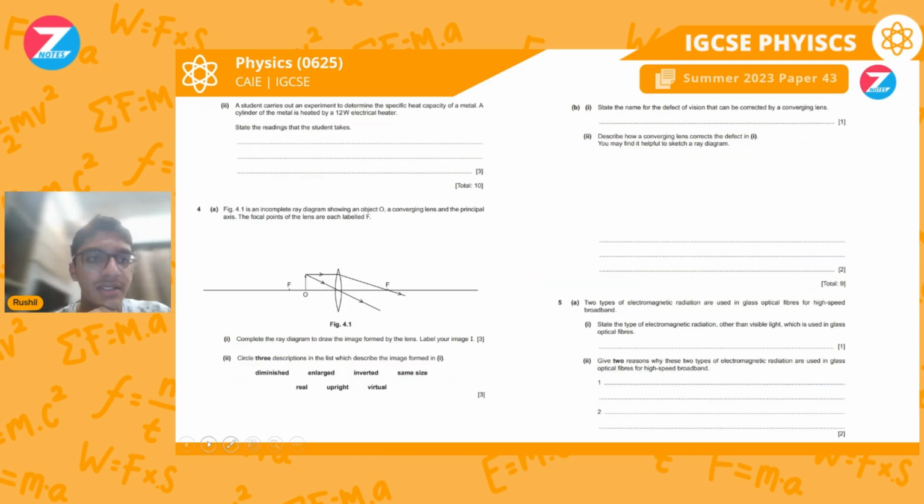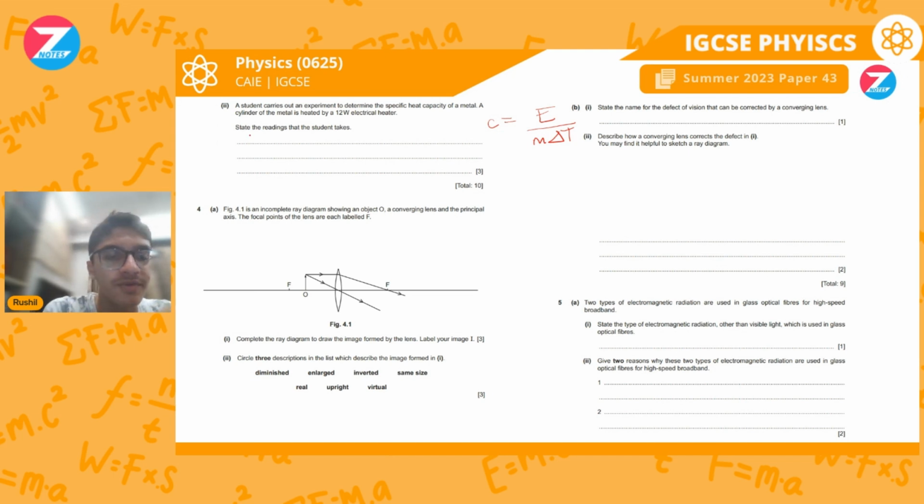Part 2 asks us that a student carries out an experiment to determine the specific heat capacity of a metal. A cylinder of the metal is heated by a 12-watt electrical heater. State the readings that the student takes. So basically, we need to know which quantities are involved in finding out the specific heat capacity. We have the formula that E is equal to MC delta T, where C is the specific heat capacity. So thus we can write that C is equal to E by M delta T. So we need to know the energy, the mass, and the change in temperature.